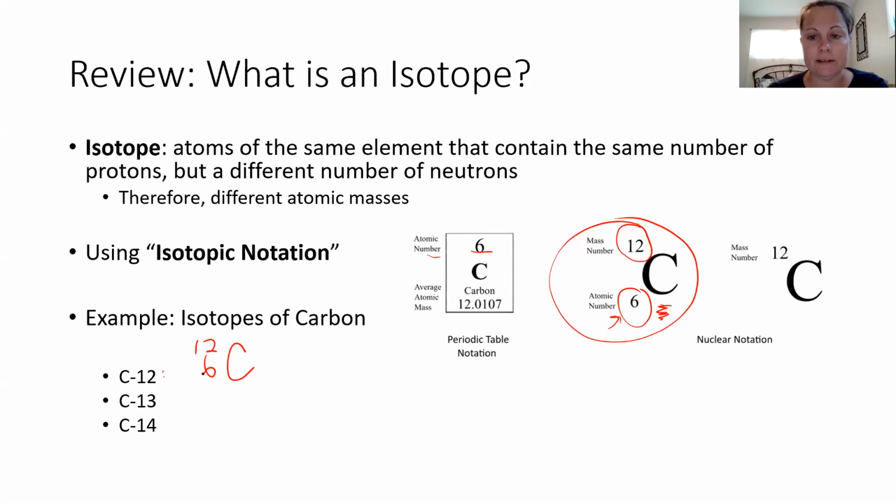Carbon 13: carbon has an atomic number of 6, which is on the bottom. And this tells me the mass of that isotope, 13 on top. Go ahead and write the isotopic notation for carbon 14. And carbon 14 would look like this. It's really important that you know how to write this moving forward.